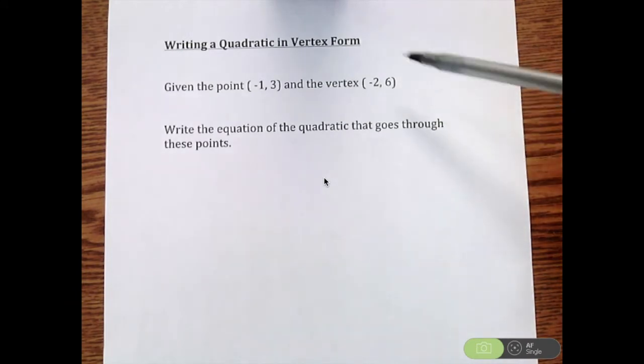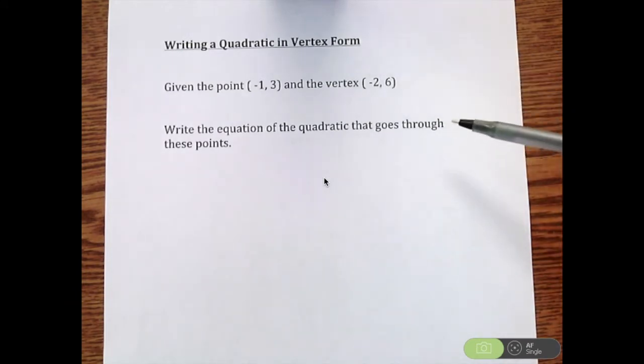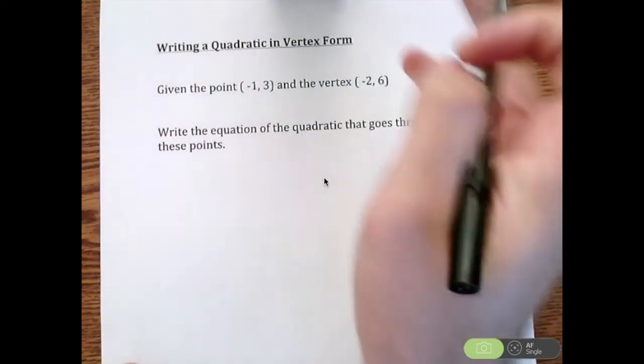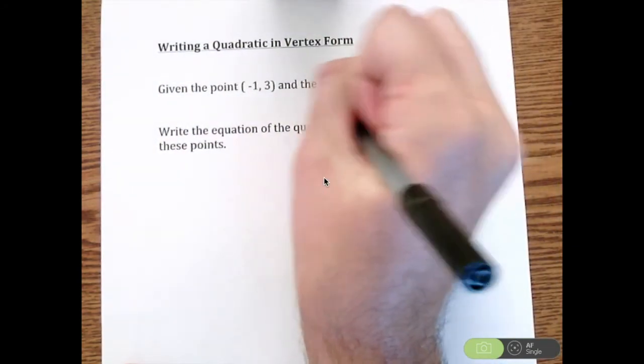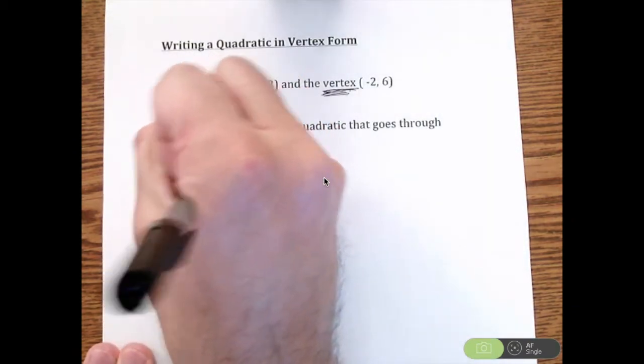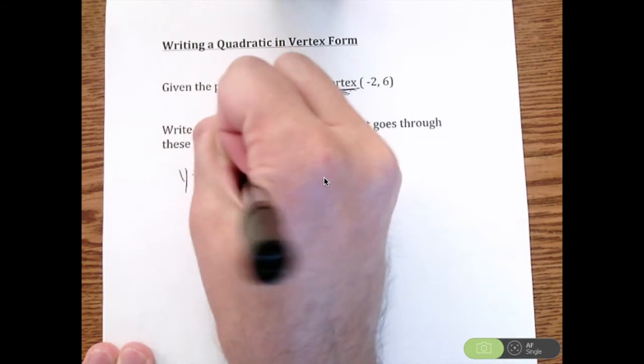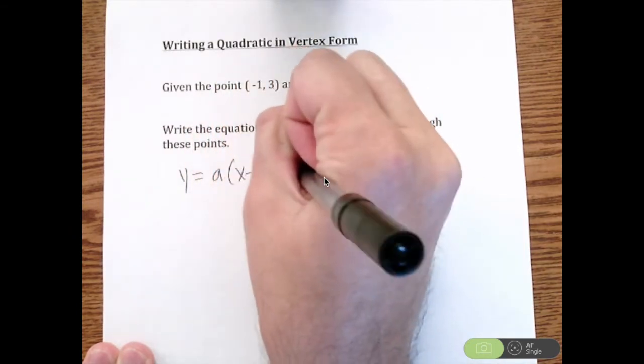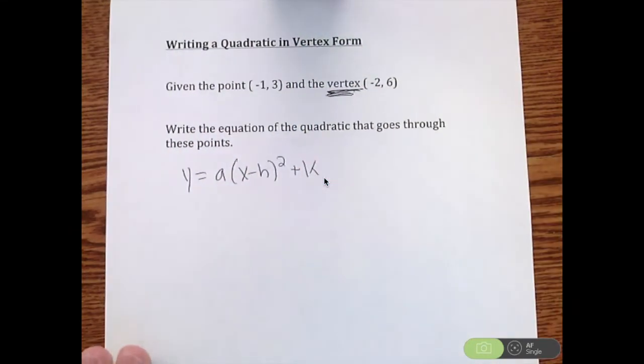Typically in these problems, they won't tell you which form you're going to write your quadratic in. But there is a very, very big clue. They give you a point and they give you a vertex. Typically when they give you a vertex, they're signaling that they want you to write this in vertex form. Now remember, vertex form is y equals a(x minus h) squared plus k.